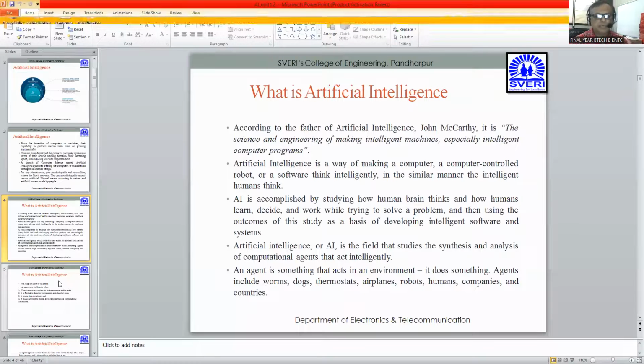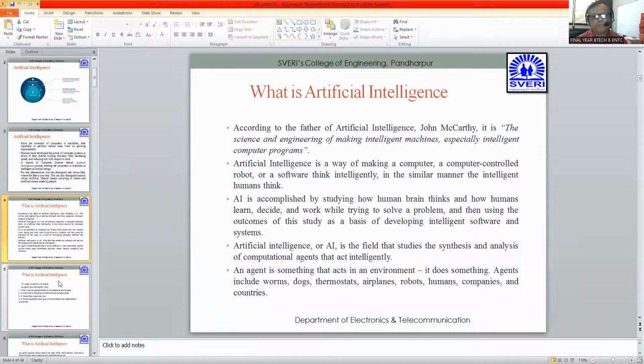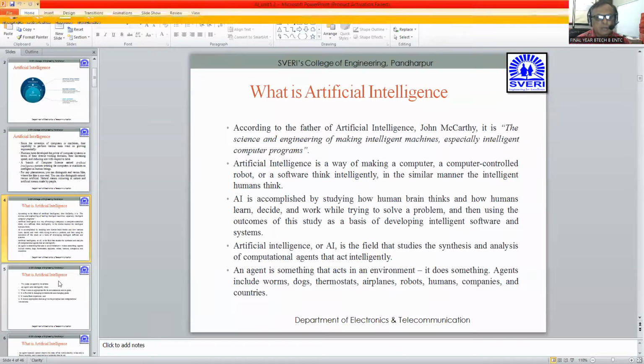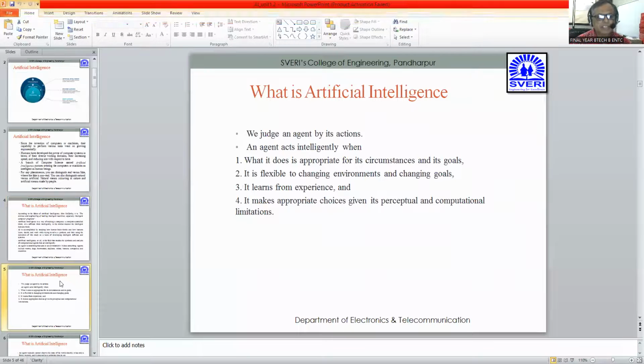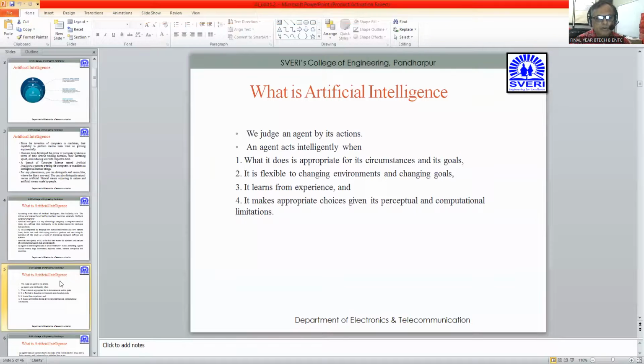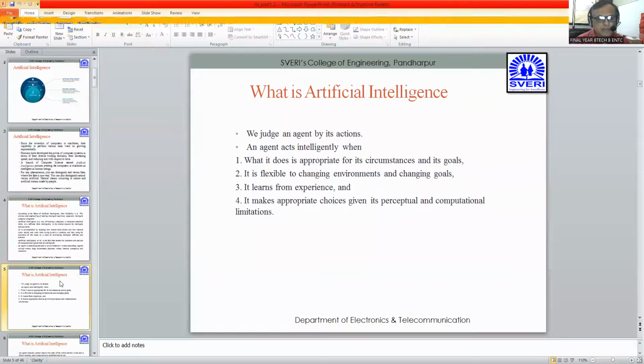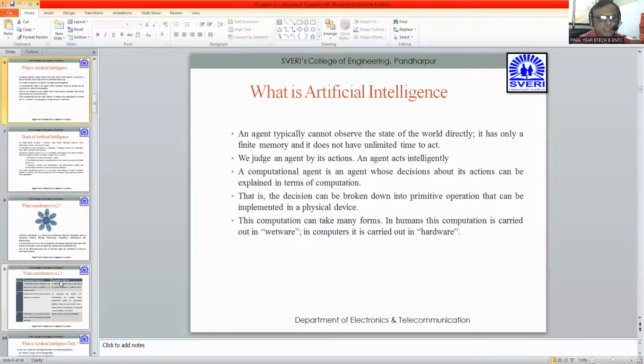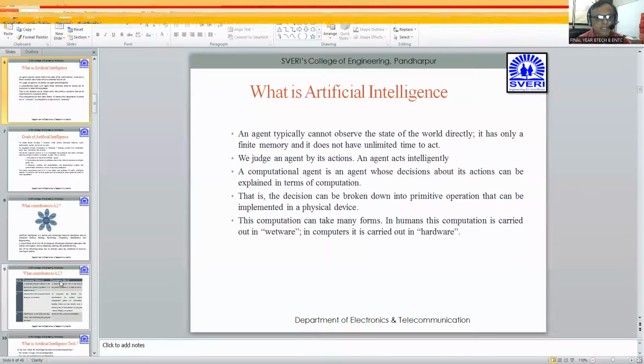And then we started agent, which is very important because we have a lot of points on agent. An agent is something which acts in the environment or does something. The agent is judged by its action, and the agent acts intelligently. That means it acts appropriately for its circumstances and its goal, it is flexible to the changing environment and changing goal, it learns from experience, and it can make appropriate choices given the perceptual and computational limitations. So this is what the agent is about. We have also seen that the agent is judged by its action and acts intelligently.